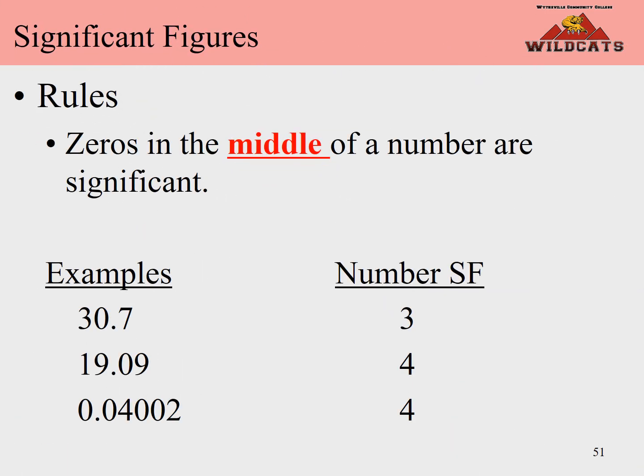Zeros in the middle of a number are significant. Sometimes they're called trap zeros because they're actually part of the measurement. Remember our 20.00 from our burette. The zeros are actually part of the measurement. If you'll notice our 0.04002, we don't count the leading zeros, but we count the ones in the middle, so we get a total of 4 significant figures.